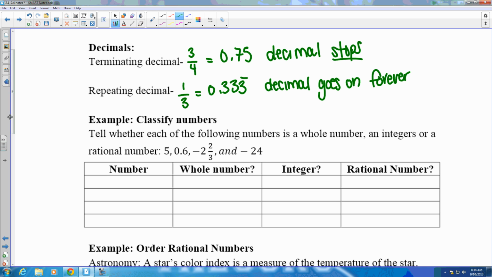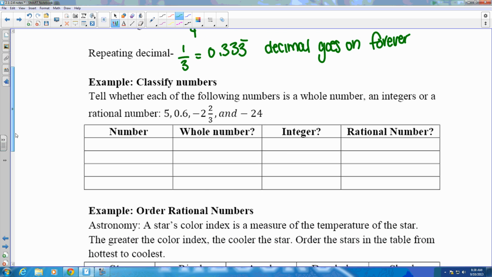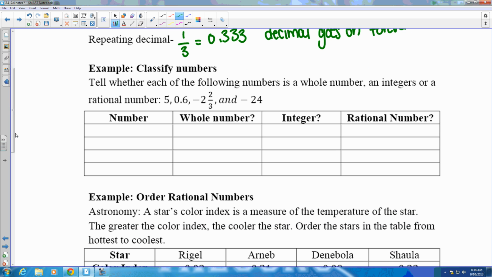Okay, so now we're going to classify a bunch of numbers and tell whether they are whole numbers, integers, or rational numbers. Starting with 5. Is 5 a whole number? Yes, it is. Is it then an integer? Yes. Is it rational? Yes. Now, you won't be able to tell right away that a whole number like 5 is a rational number, but it can be written as 5 over 1, so you know that it is.